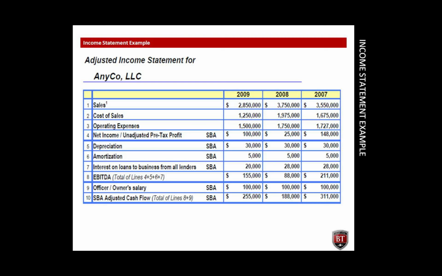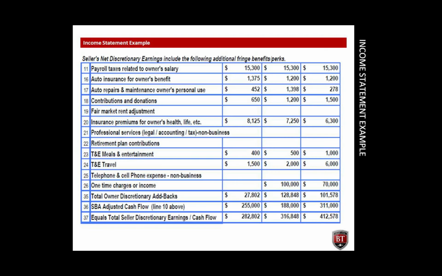If we use these numbers from the tax returns without adjustments, we would be making a huge mistake in valuation. For each year, we add the depreciation, amortization, and interest to get the EBITDA. These are the numbers that accountants look at. Adding the owner's salary gives us the numbers used by the SBA for loan purposes. Spend some time studying this slide to see how the numbers work.